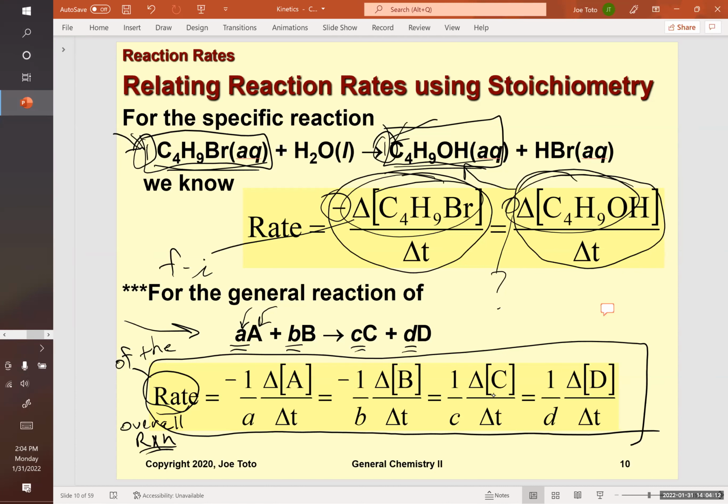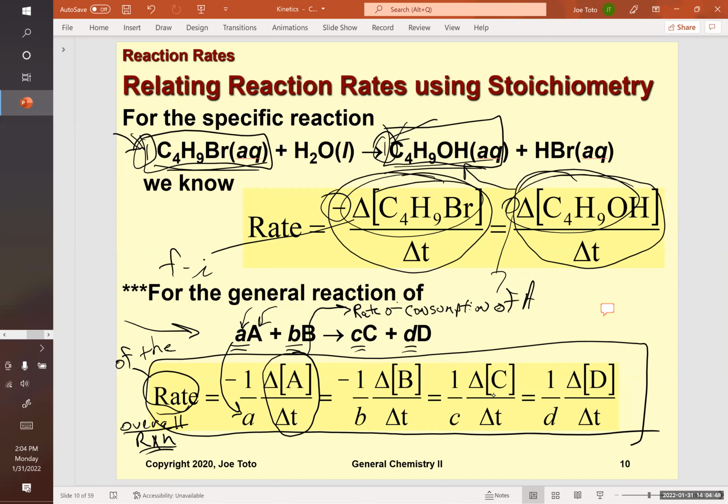that's what we've defined. This rate of the overall reaction equals minus 1 over a, the stoichiometric coefficient, times this ratio, which we now know is the rate of consumption of A, right?